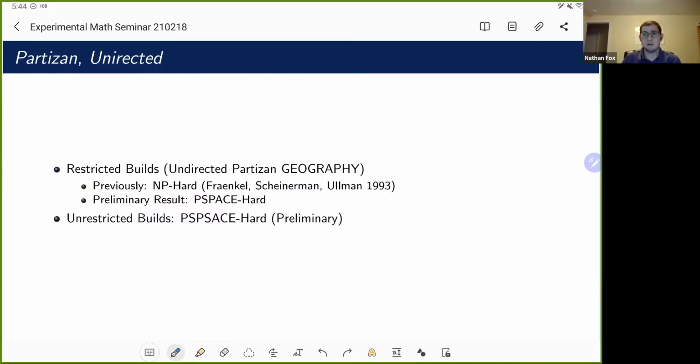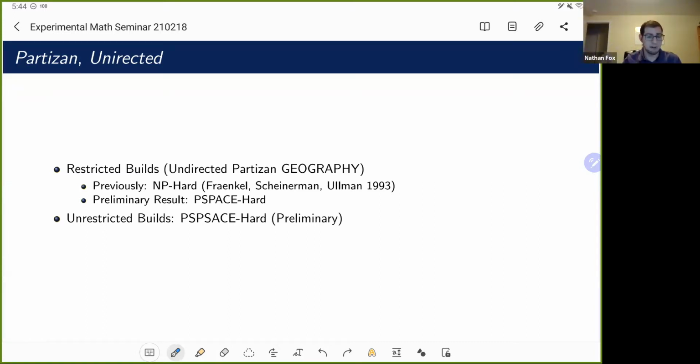So the restricted builds variant, known as undirected partisan geography, in that same 1993 paper, Frankel, Scheinerman, and Ullman didn't actually prove that this game is NP hard, but they said it follows as an easy reduction from Hamiltonian path. And if you know anything about reductions and about Hamiltonian path, you can kind of see this, where one player has their worker somewhere in a graph that may or may not have a Hamiltonian path. The other player has their worker on a path of the same length. So if the one player can move through the Hamiltonian path, they'll win. Otherwise, the other player will win.